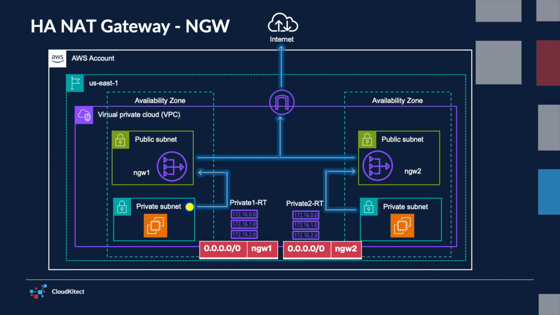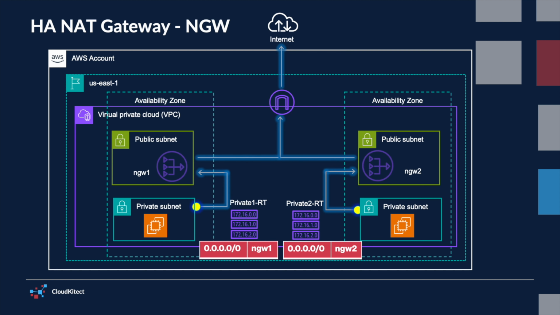For high availability, it is possible to configure a NAT gateway in multiple availability zones within your AWS environment. This approach ensures that if one AZ experiences an outage, the NAT gateway in another AZ can continue to handle outbound internet traffic from your private subnets.